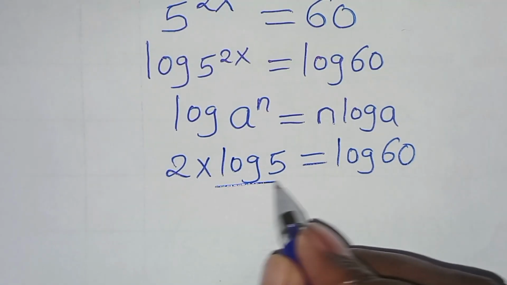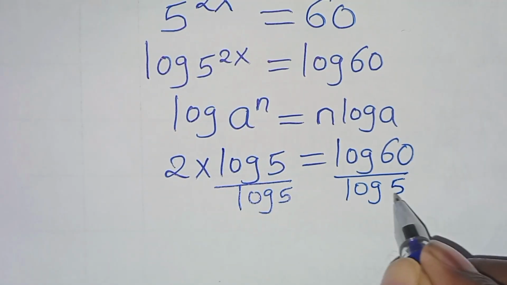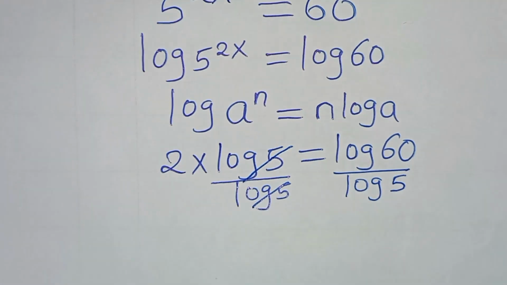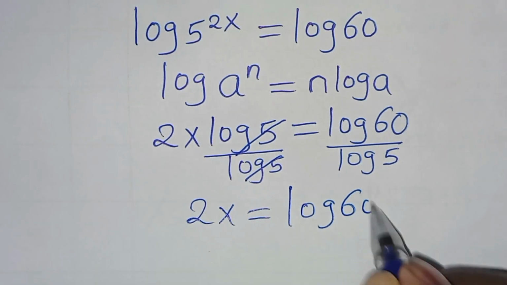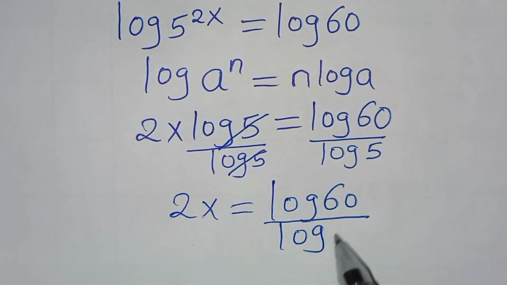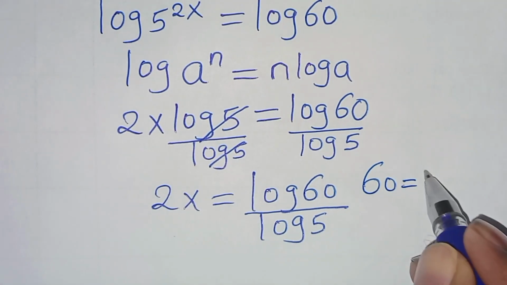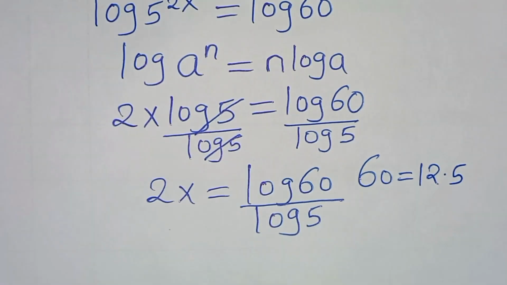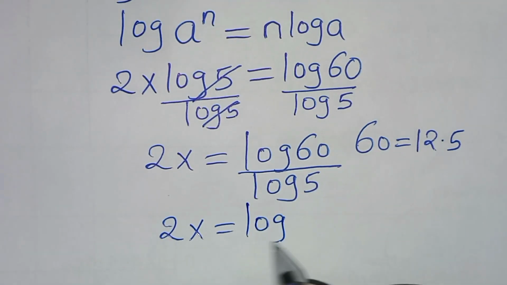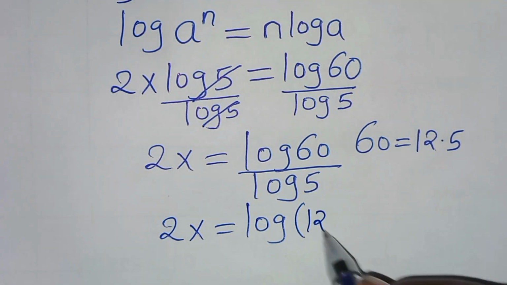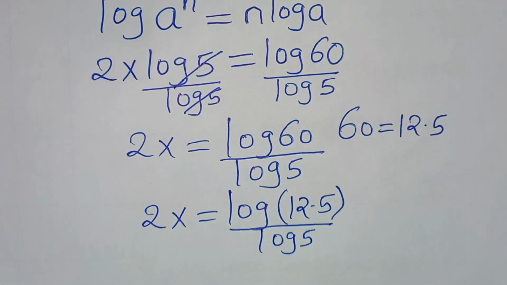So let's divide both sides by log 5. We simplify here so that now we have 2x is equal to log 60 divided by log 5. We can express 60 as 12 times 5. Now, this means that we have 2x equal to log of 12 times 5, divided by log 5.